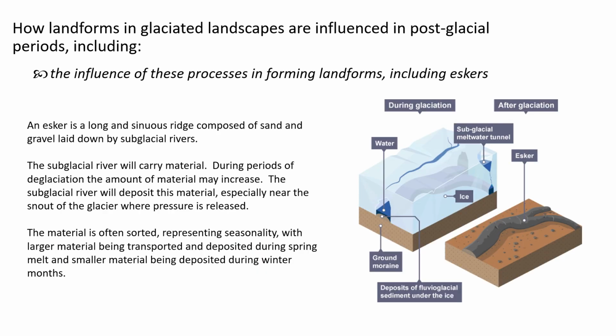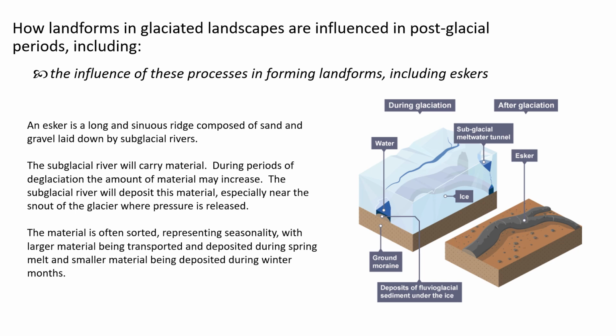Similarly, we have eskers. Eskers are really the remains of water that ran subglacially, a subglacial river running underneath your glacier. And that subglacial river will carry material with it, and as it loses energy, kinetic energy, it will deposit that material, and it will build up over time. There's an element of seasonality to it as well. So with spring meltwater, there'll be more material, perhaps larger material, that you find deposited here.